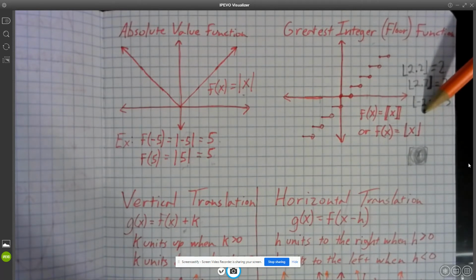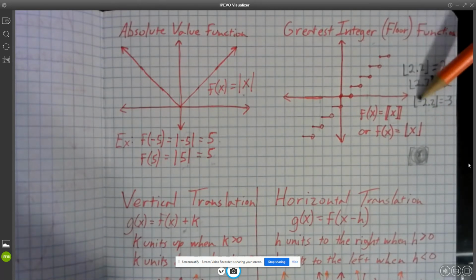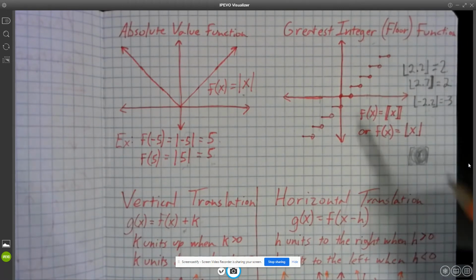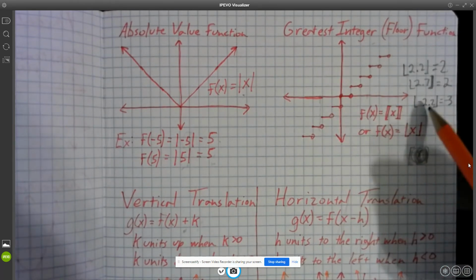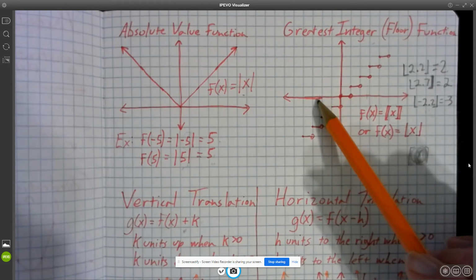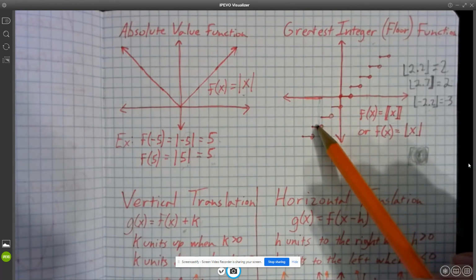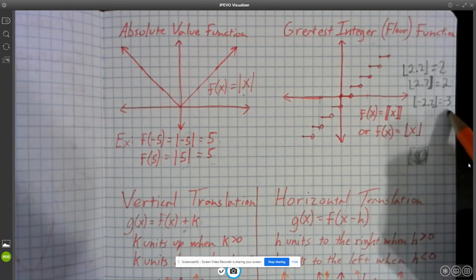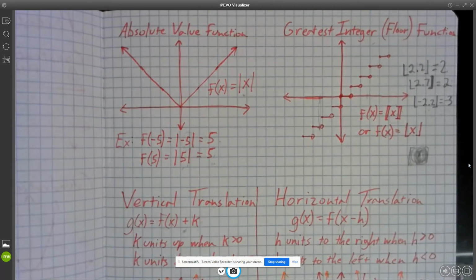Now, if you get to the negatives, it might get a little confusing. Look at negative 2.2. Well, if I round that down, remember, the bigger the negative, the smaller the number. So if I go over here, look at the graph. Negative 2.2 is out here, but where does it hit for f of x? It says f of x is negative 3. So be careful on those negatives.